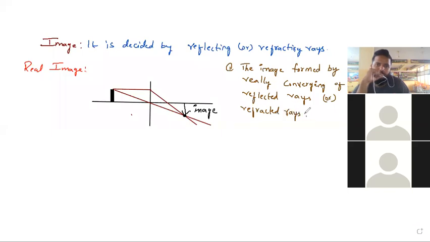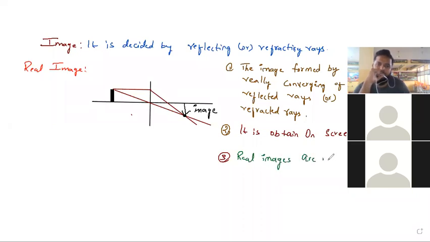Next point we will write: it is obtained on screen. Third one we will write: real images are inverted. What is the meaning of inverted, students?